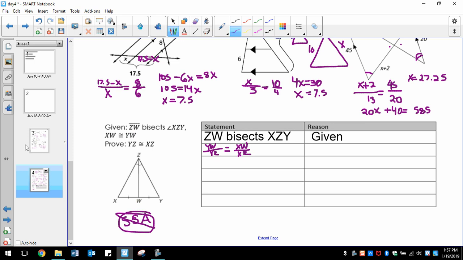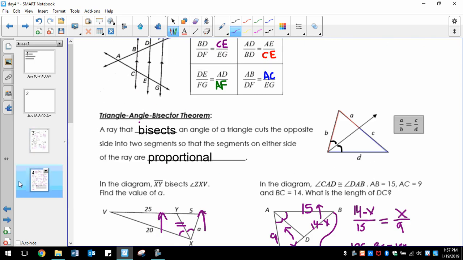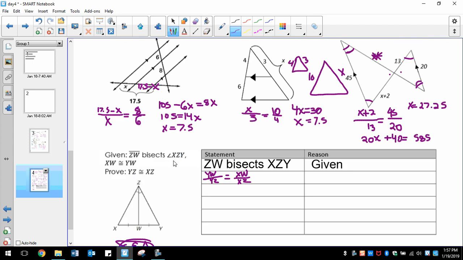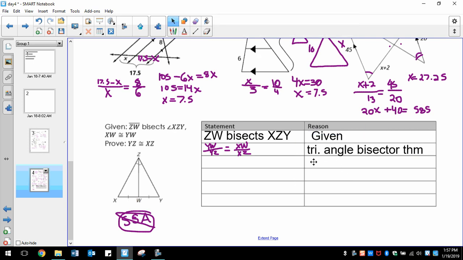And let me just double check the name of that rule. Yeah, triangle angle bisector theorem. That's how we got that. I'm going to type that just so it's faster. So the triangle angle bisector theorem. Right? That's what allows us to say that those sections are proportional. That's something else that we've learned now that we have been talking about proportions. All right, cool. So we have that part.